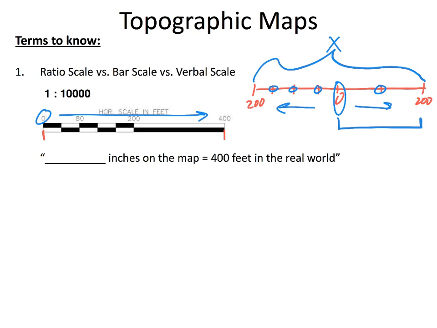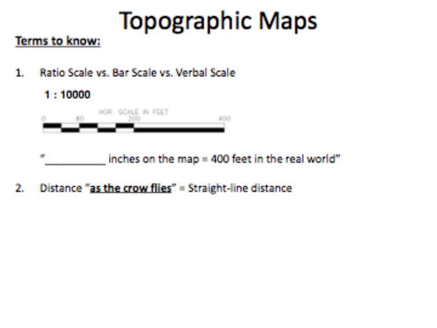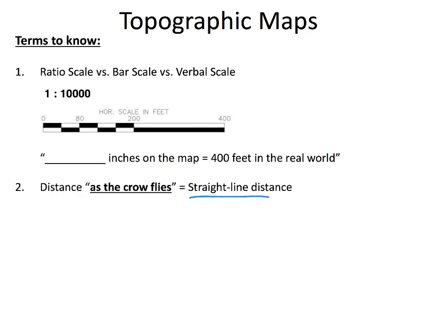And then lastly, the simplest one is the verbal scale. A lot of maps will have this, which is just a statement saying, okay, this many inches on the map equals this many feet in the real world. Very easy to interpret. Another mapping term that is important to know is distance as the crow flies. And I don't know the origins of this term, but you can imagine if you had a bird that was flying in a most perfect way, the shortest possible distance between 2 points, right? So we're talking about straight line distance here. So if you're asked to measure distance as the crow flies between 2 points, just draw a straight line between them, measure that distance.